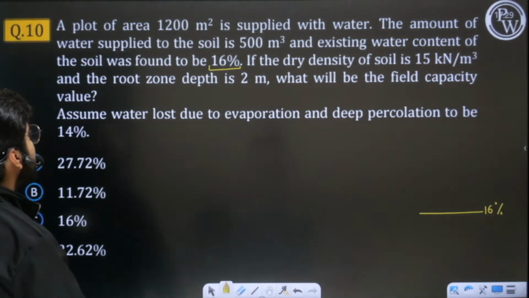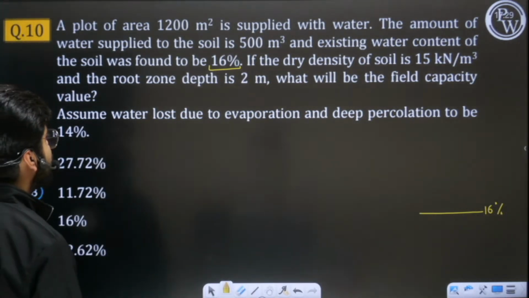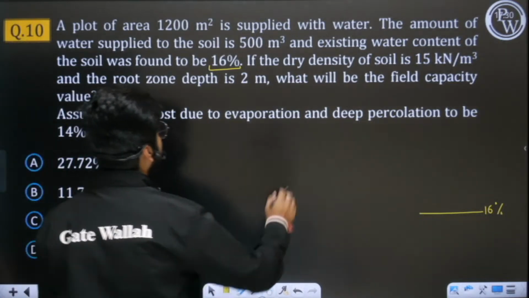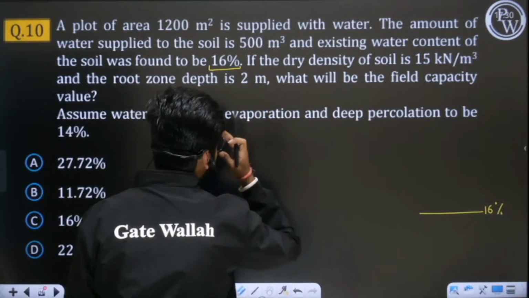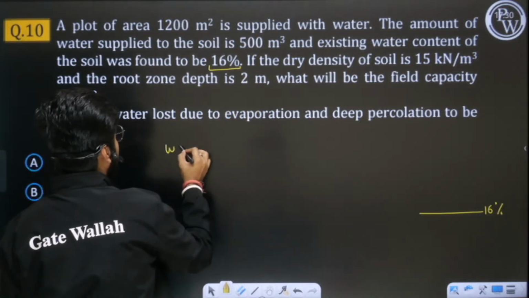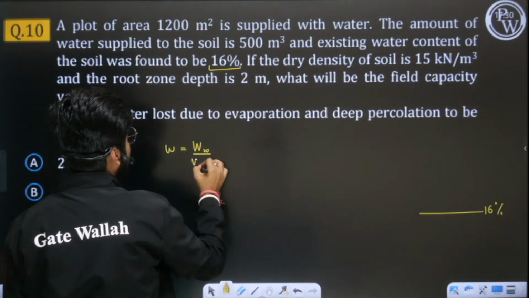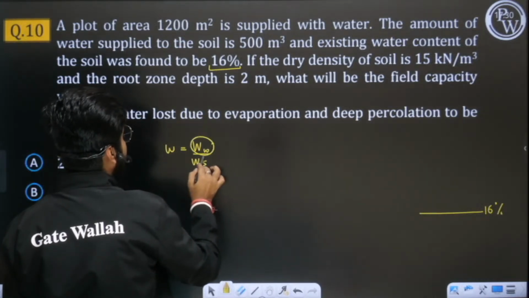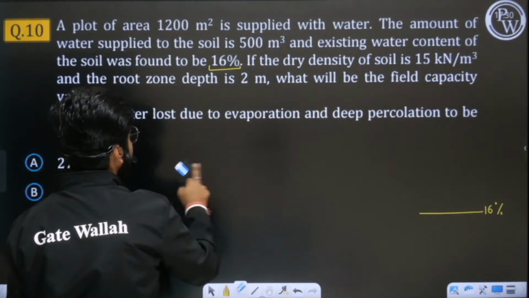So what we have to do here, see, you have supplied 500 meter cube water. If you want to find the weight of water here, see, water content is what? Weight of water upon weight of solid. So we will find weight of water and we will find weight of solid.